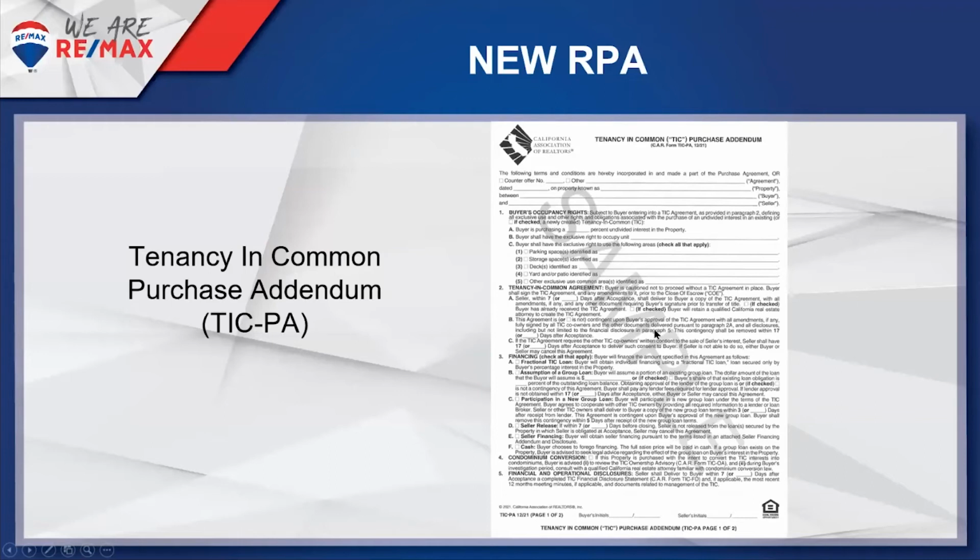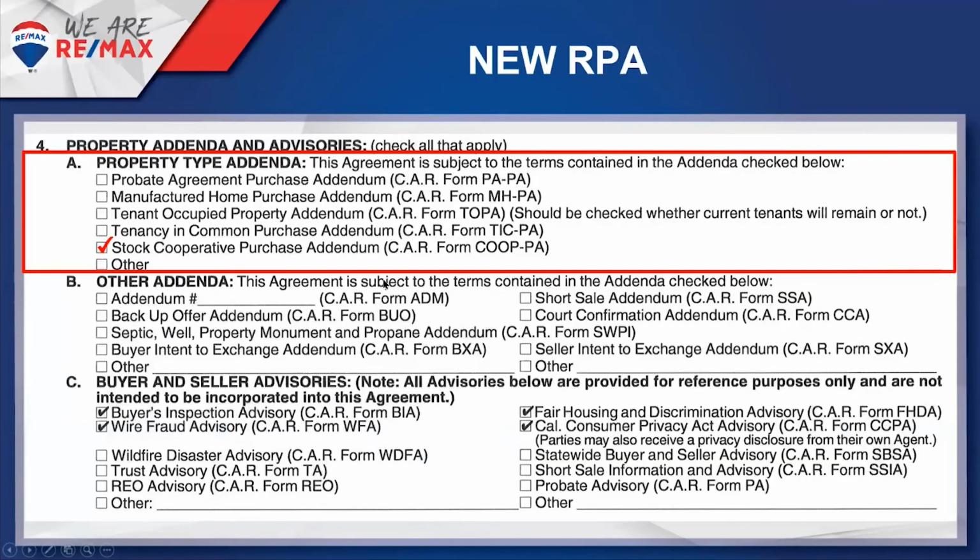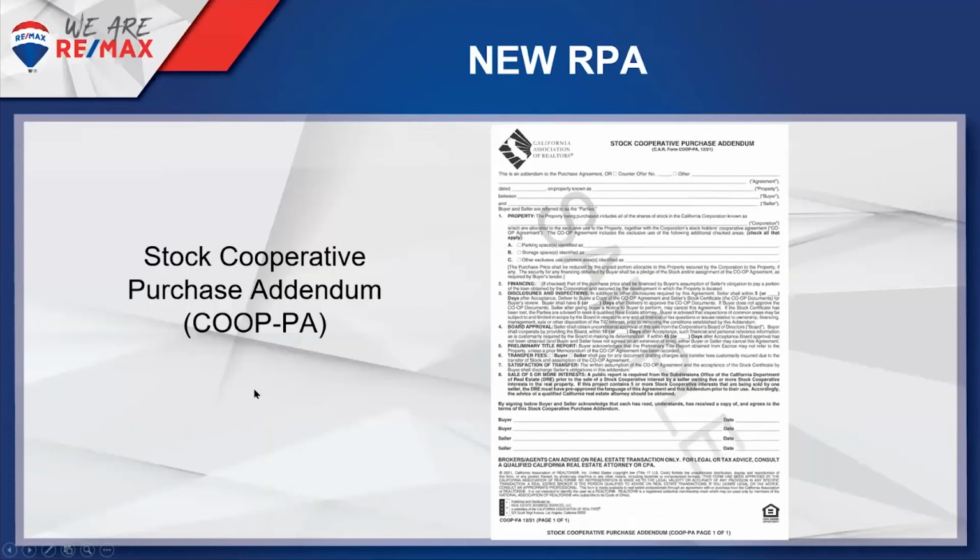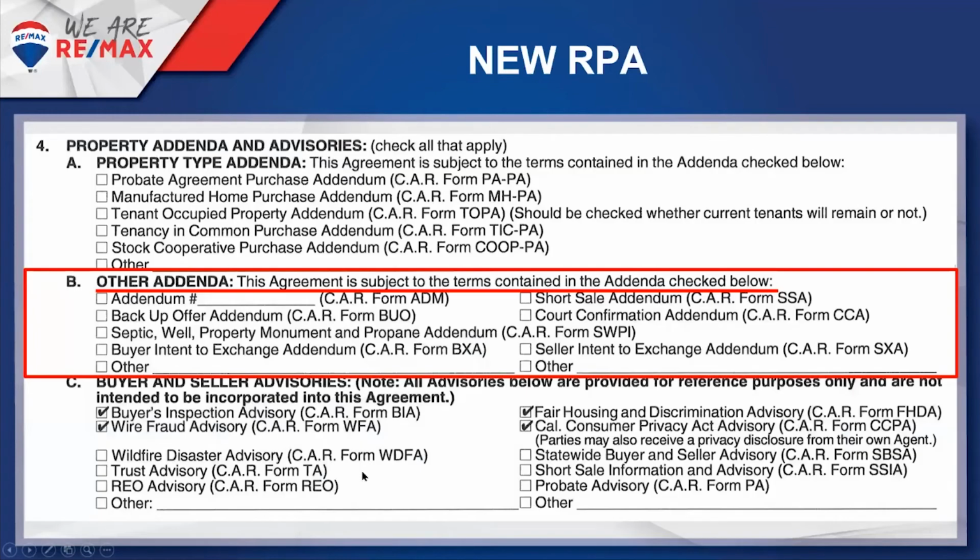It's pretty unusual right now, and that is where there are multiple owners to a property, and they share ownership, but not necessarily occupancy. And then a stock cooperative purchase addendum, and that's where property is owned by a stock cooperative. That is treated like a condominium, whereas the tenants in common is not treated like a condominium. Okay. Other addenda, paragraph 4B, and then there's a whole list of addenda that you can check.